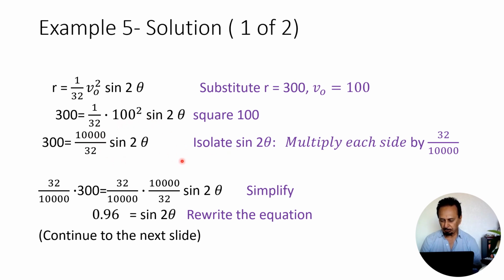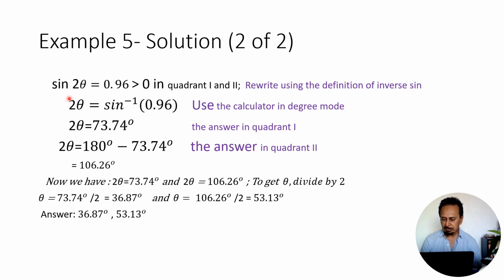Now I want to isolate sine 2 theta. Multiply each side by 32 over 10,000. So we have 32 over 10,000 times 300 equal to 32 over 10,000 times 10,000 over 32 sine 2 theta. We put it in the calculator and this becomes 0.96. And everything cancels and we get sine 2 theta. Now we rewrite this equation. So we have sine 2 theta equals 0.96, which is greater than 0.